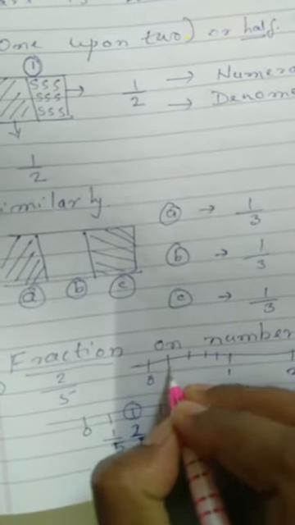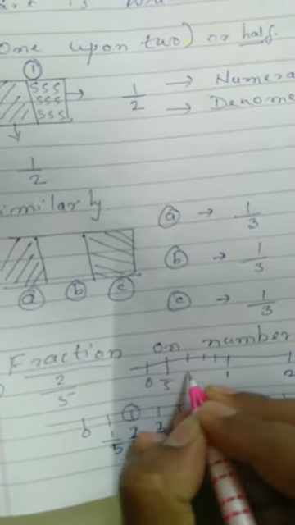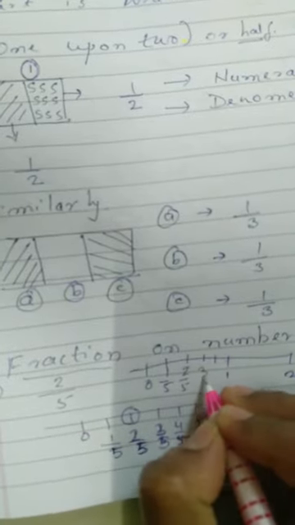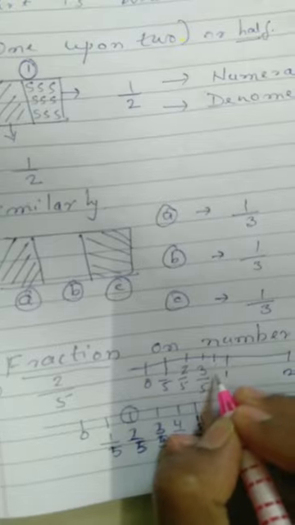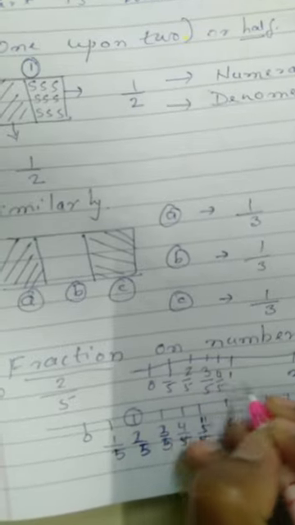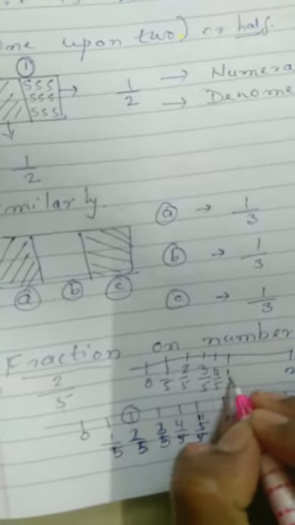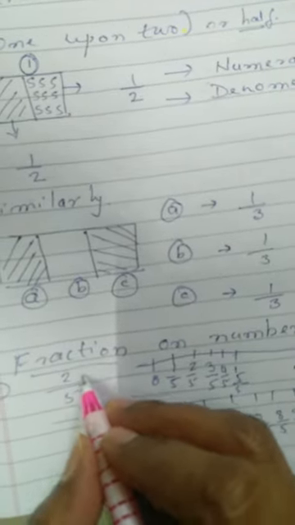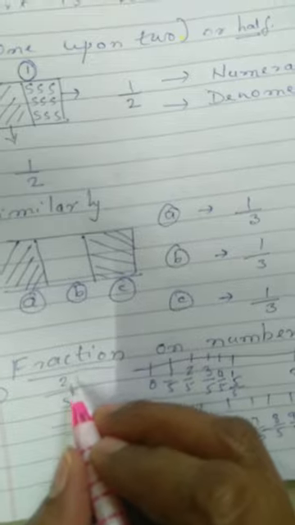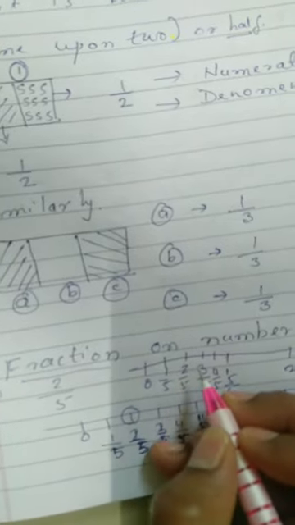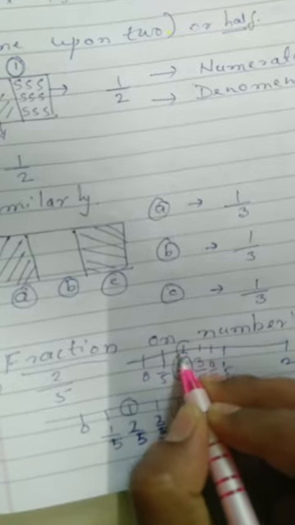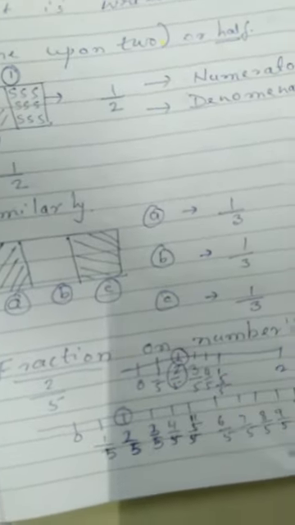This is called 1 upon 5, this 2 upon 5, this 3 upon 5 and this 4 upon 5, and this one is actually 5 upon 5. And since we have to put the number 2 upon 5 on number line, this point 2 upon 5 comes here and this is the number.